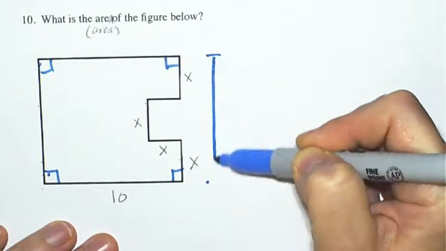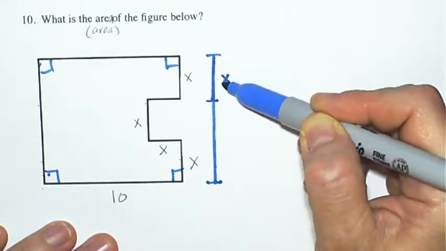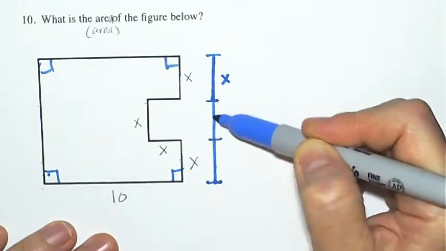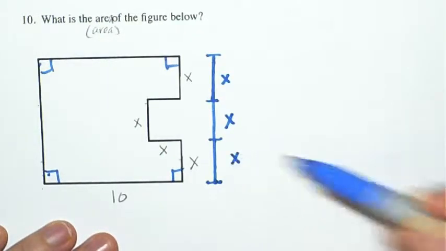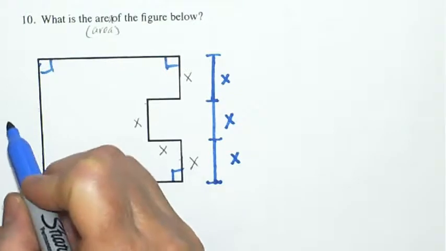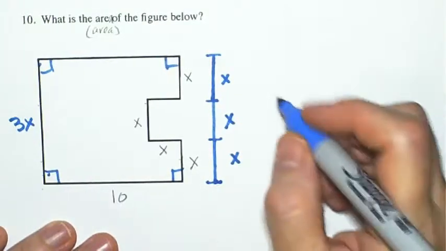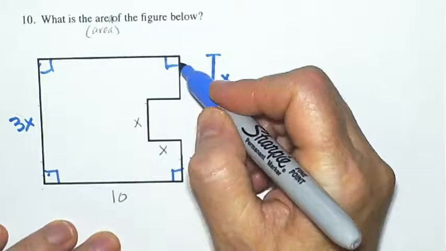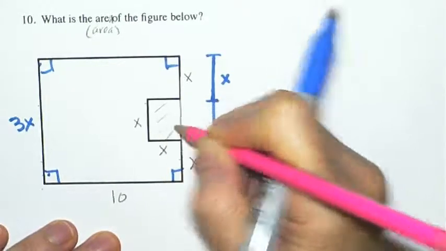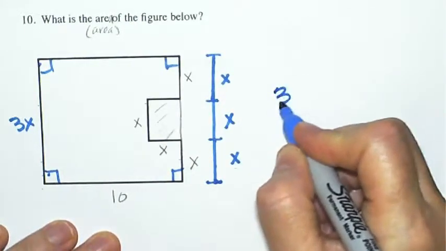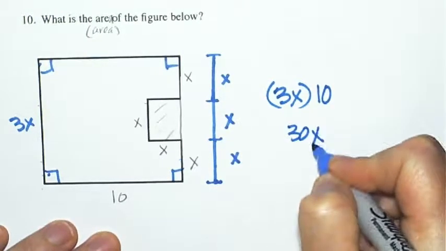So from here to here is, well, this distance right here is x. This distance right here is x. And this distance right here is x. So then this length is 3x. x plus x plus x is 3x. So the area of the entire rectangle, including this part right here, is 3x times 10, which would be 30x.